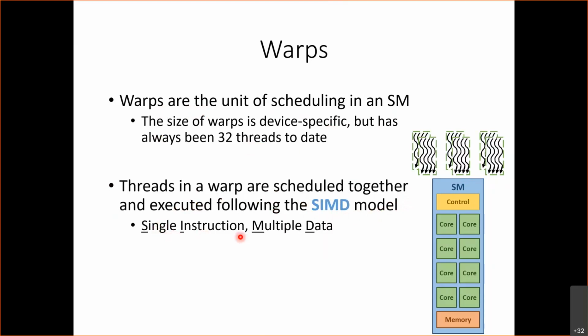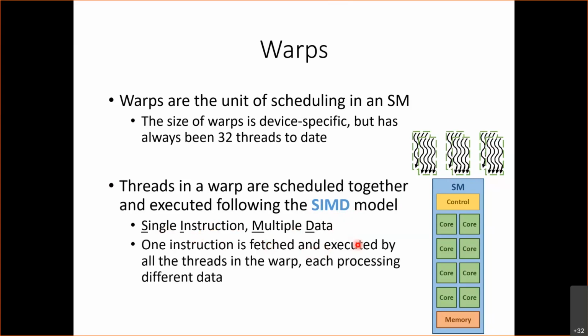You have different data, but you run the same instruction on them. Right, exactly. So single instruction, multiple data means when threads are bound to each other by the SIMD model, we have one instruction for all these threads, and all these threads will execute the same instruction, but implicitly these threads will all be executing that instruction on different data. So one instruction is fetched and executed by all the threads in the warp, but each of them is going to be processing different data.